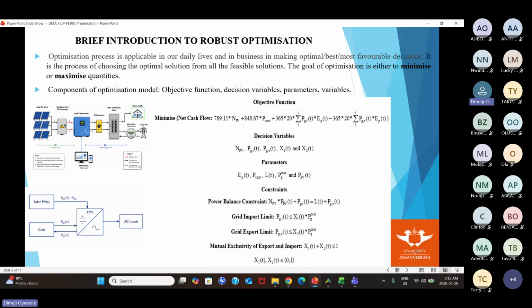So optimization is applicable in our daily lives, even in our businesses, in our research. Whatever we do, optimization is applicable. Whenever we engage in any activity, we want to ensure that the activities or the tasks are done within the shortest period of time. We don't want to waste any time unnecessarily. We don't want to waste any money. We don't want to incur cost unnecessarily, right? So what helps us to achieve this is optimization.